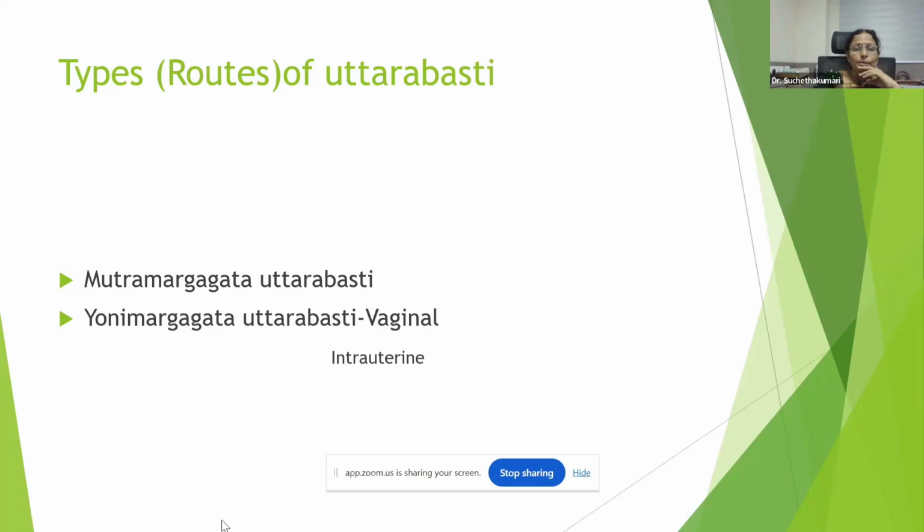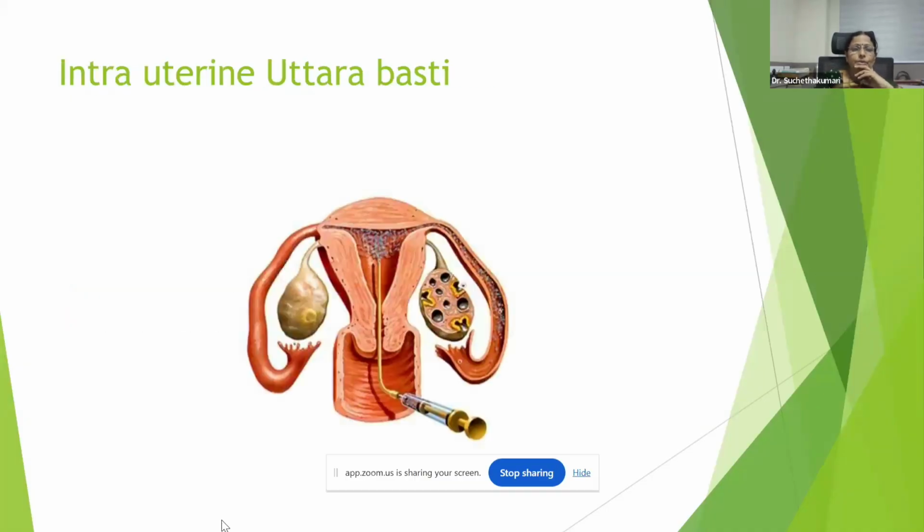Next is the Yoni Margagata Uttarabasti. The route of administration is the vagina, and through the vagina it is introduced into the uterus. So it is the intrauterine basti, the intrauterine Uttarabasti. Here you can see that the basti is administered into the uterus.